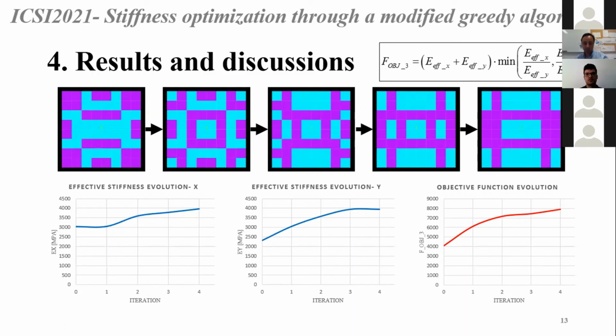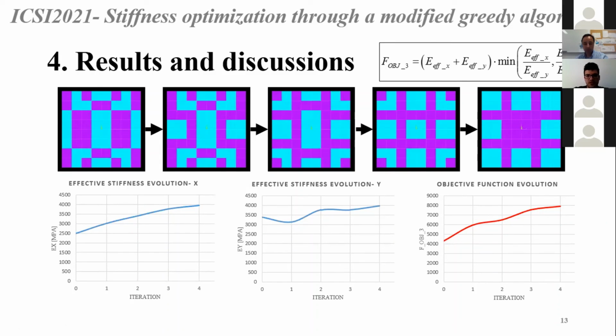Another formulation, which is on the slide, presented better results, because we got even closer to the global maximum we got from the brute force analysis. We can see here the effective stiffness on X direction, on Y direction, and the evolution of the objective function. And these solutions were pretty close to the Pareto frontier we showed earlier. This is another run. We also see the evolution of the objective function.